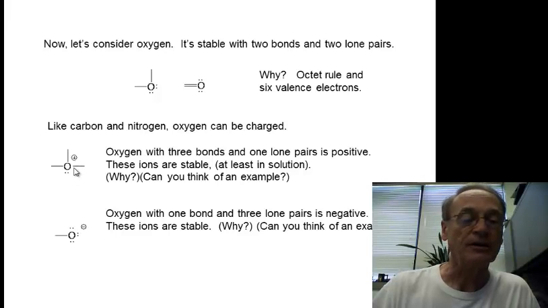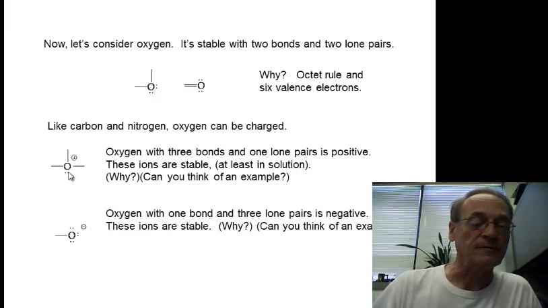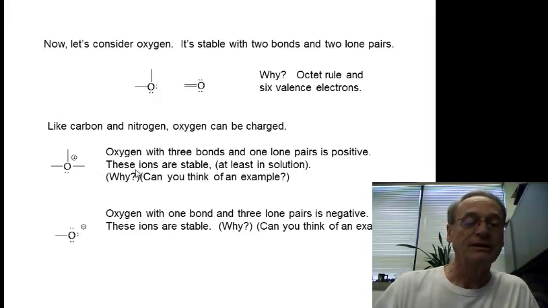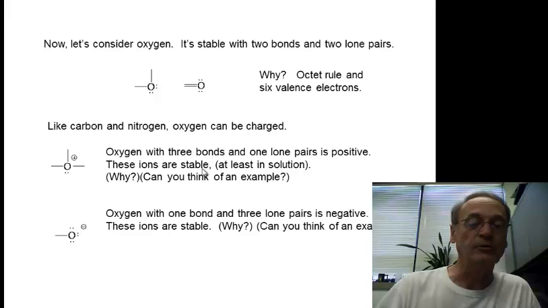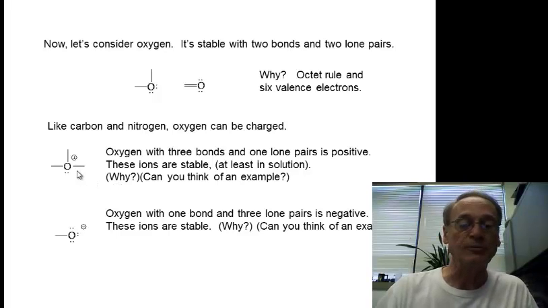In this case, it has 3 bonds and 1 lone pair, therefore a valence of 5 instead of 6, therefore a +1 charge. You probably can think of a very famous example in which oxygen has 3 bonds and 1 lone pair and a positive charge. These ions are in fact stable, at least in solution, although we generally don't see them unless they're in water solution, but they can be considered to be stable. Why? Because they follow the octet rule.